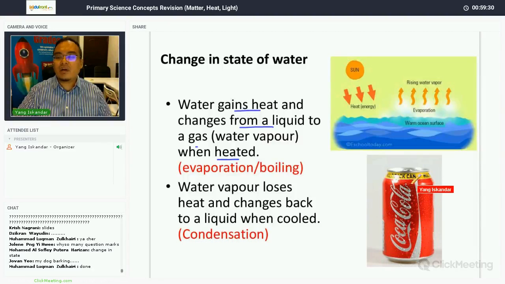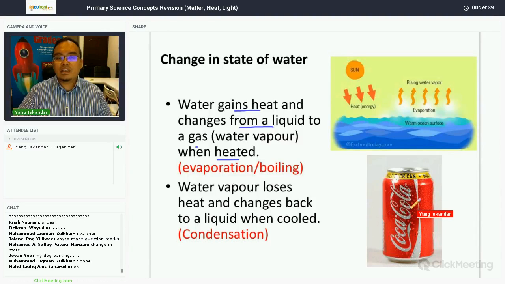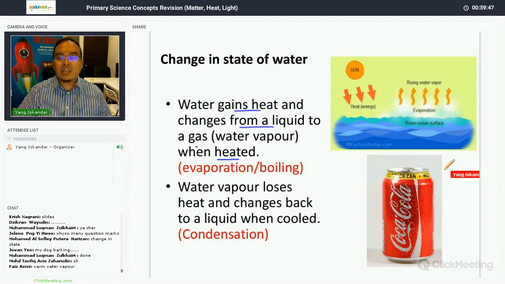So you can see here a can of Coca-Cola. You can see there are many tiny water droplets around the can. Now, where do these water droplets come from? Some of you may think that the water droplets come from inside the can of Coca-Cola, but it's not true. The water droplets come from the condensation of the water vapor in the surrounding. Okay, right?